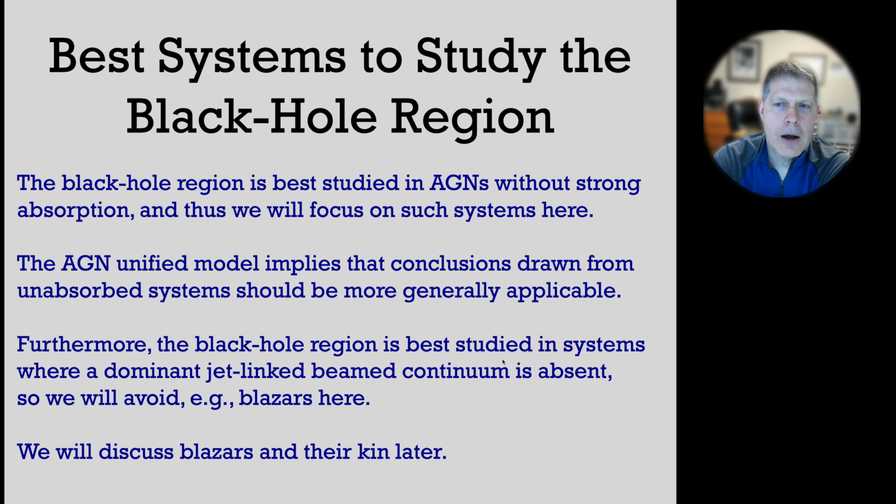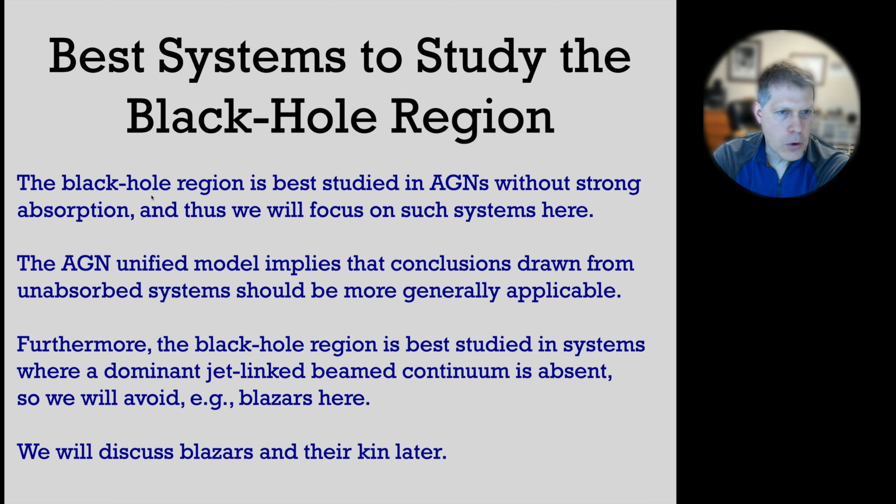A few words to say about the systems we're going to use to discuss the black hole region. First of all, the black hole region is best studied in active galaxies without strong absorption. So the type 1 systems, the ones that we're viewing in a polar direction. And thus, we are largely going to focus on such systems here. Thankfully, we can do that without loss of generality, at least if you believe the AGN unified model, because that would imply that the conclusions that we draw from our studies of unabsorbed systems should be more generally applicable.